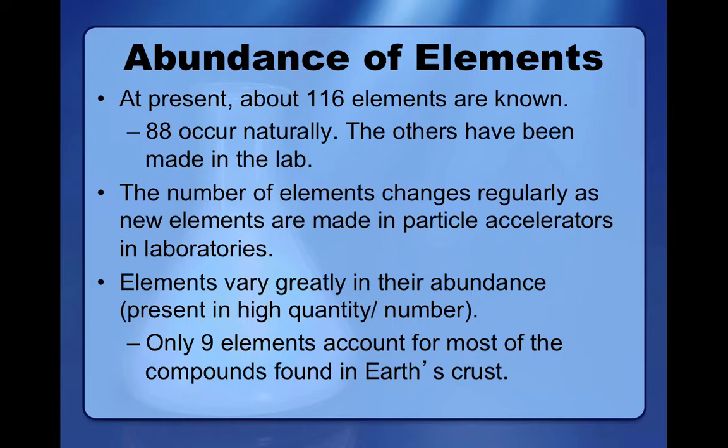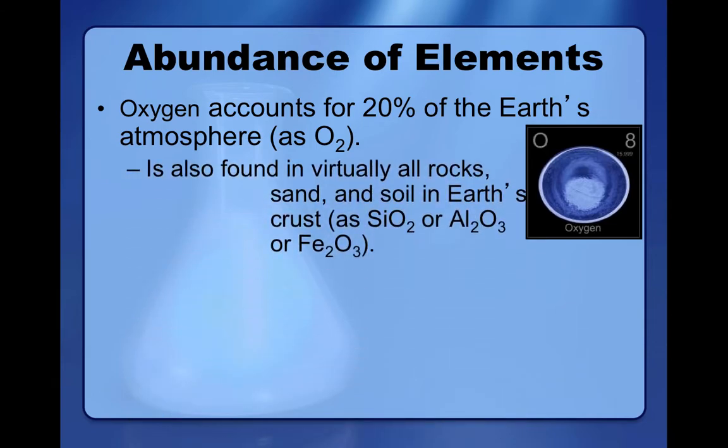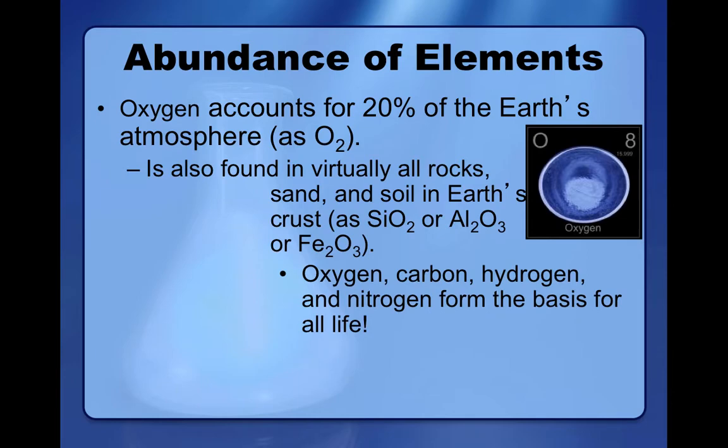Elements vary greatly in their abundance, which means present in high quantity or number. Only 9 elements account for most of the compounds found in the Earth's crust. Oxygen accounts for 20% of the Earth's atmosphere as O2. It is also found virtually in all rock, sand, and Earth's soil, and its crust as silicon dioxide, aluminum oxide, and iron oxide. Oxygen, carbon, hydrogen, and nitrogen form the basis of all life.